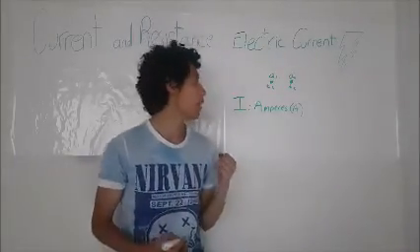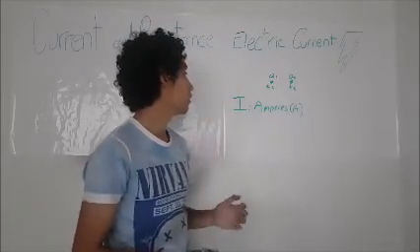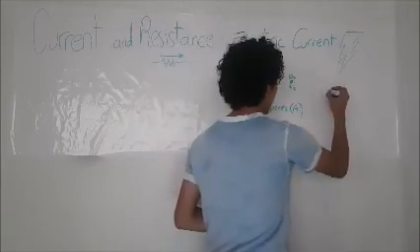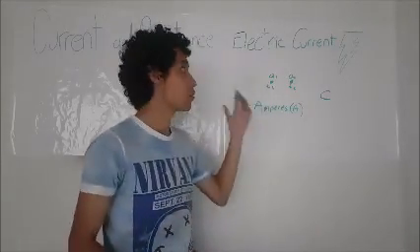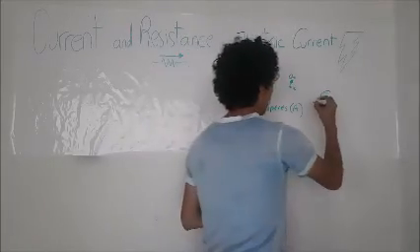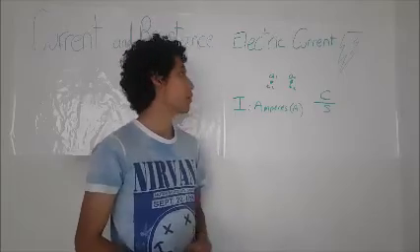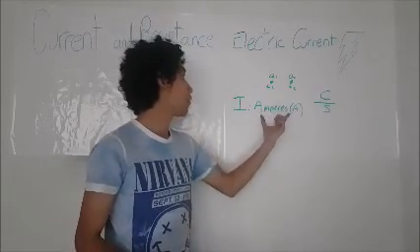Now, what ampere means is, well, we know the unit of charge is the coulomb. And since it's the change of charge in time, it's coulomb over second. That is the definition of an ampere.